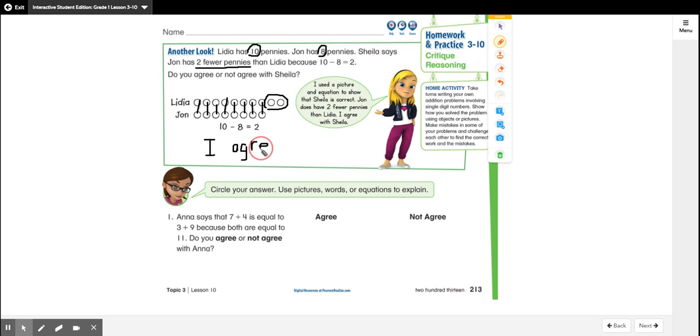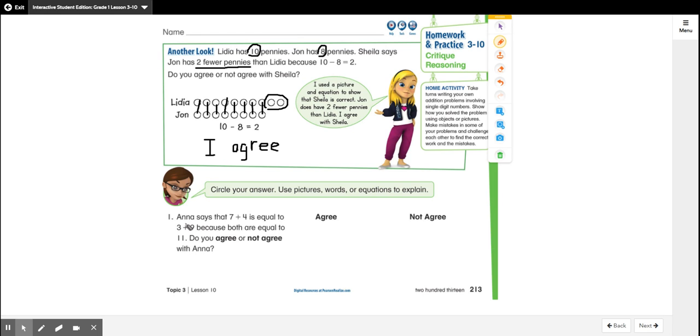I'm going to write I agree. And notice how this is showing the work. You use pictures, then you write an equation to show that Sheila is correct, to show if you agree with Sheila. I'm not going to do number 1 with you completely, but I just want you to know that you need to read the problem carefully. I'll start it with you and then you'll do the rest by yourself.